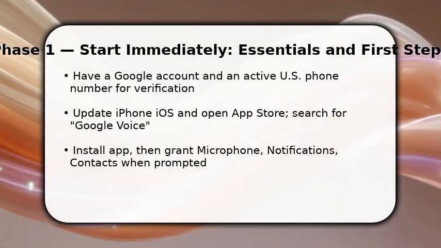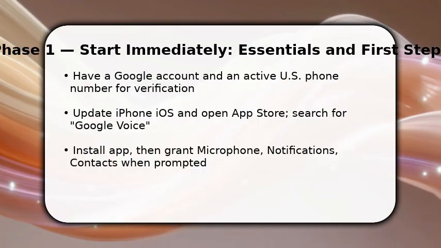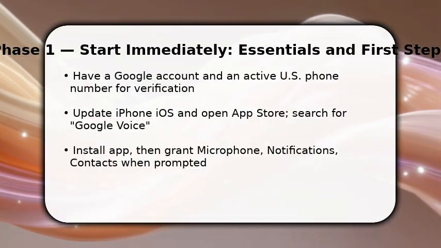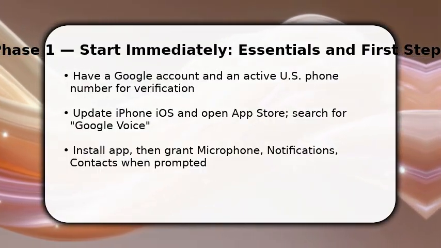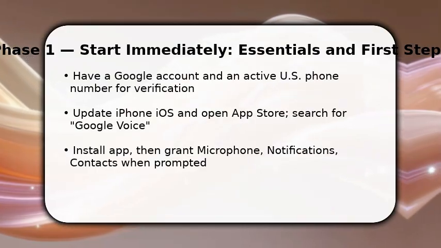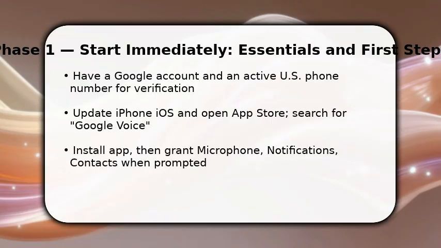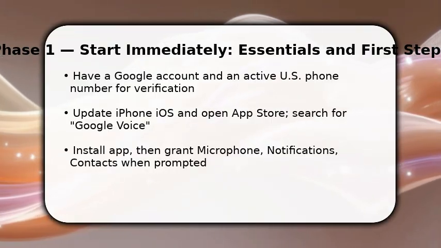You start by installing the official Google Voice app and signing in with your Google account. This is required so Google can assign or link a number to you. Once done, grant microphone and contacts permissions so calls and texts work.